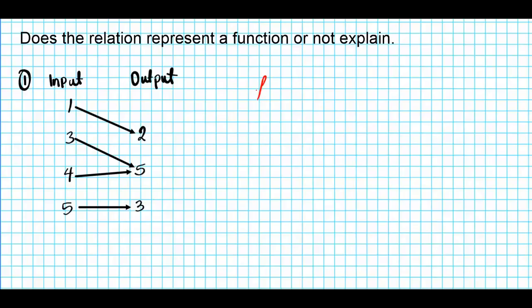So what we're going to do is focus on the inputs, which are sometimes the x's or the domain. Make sure that each input is going to exactly one output. If you take a look at the four inputs we have here, 1 is going to 2 and 2 alone, 3 is going to 5 and 5 alone, 4 is going to 5 and 5 alone, 5 is going to 3 and 3 alone. So guess what? This relation is a function.